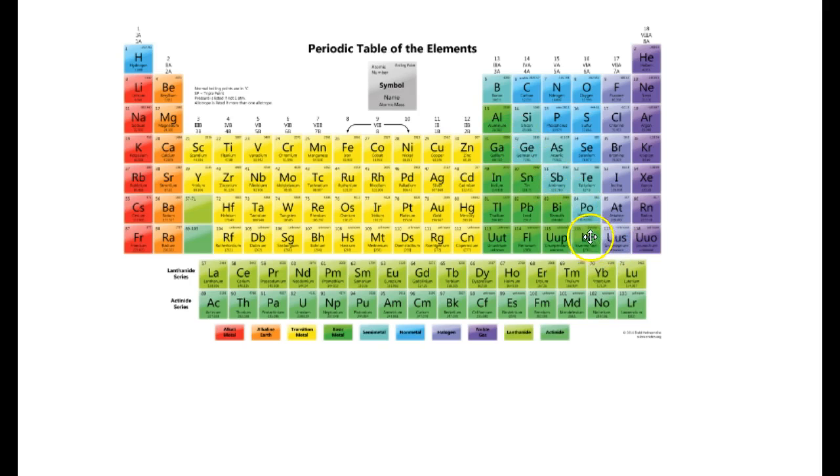And what that does is it reminds you that all of the elements to the left of the staircase are metals, and all the elements to the right of that staircase line are considered to be nonmetals. And so we're going to be looking at, well, what happens when metals combine with metals? What happens when metals combine with nonmetals? And what's going on when we have two nonmetals combining to form compounds?